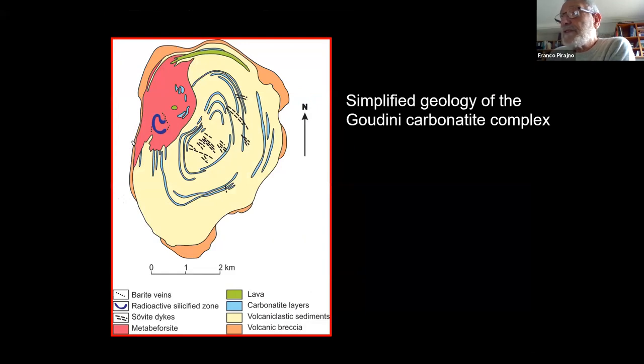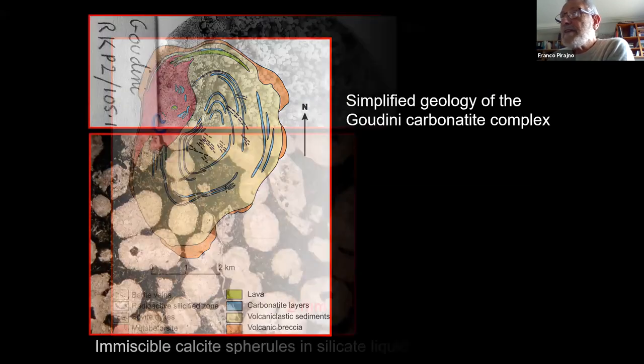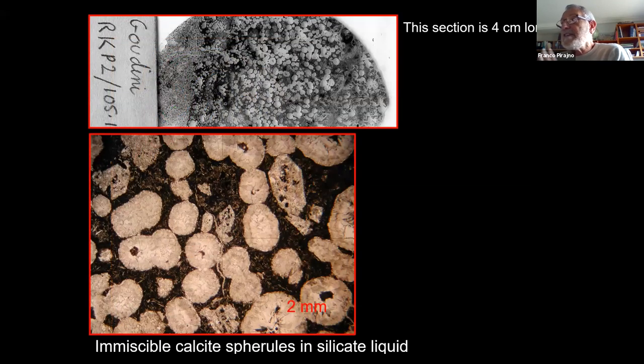The Goudini carbonatite complex, just to give you an idea what it looks like, is quite small, only about four or six kilometers across. And it has carbonatite layers, barite veins, several dikes, and so on. Now, the interesting thing about Goudini is that even in thin section, you can see the immiscibility between the calcitic grains and the silicate. So you have immiscible calcite spherules in silicate liquid. This is very interesting. And just look at the thin section, four centimeters long, and you can see this immiscible liquid.